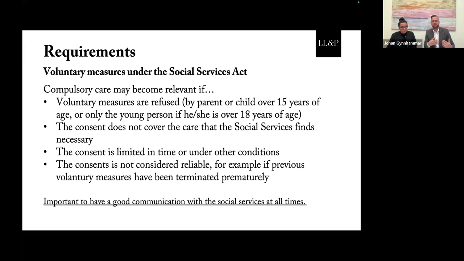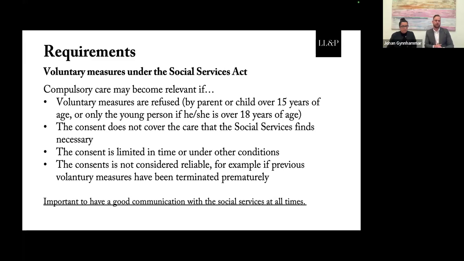Also, if the consent is not considered reliable, because there will be an assessment and a judgment based on whether this consent is reliable. Something that can be negative in that would be if you have previously had voluntary measures which have been terminated prematurely, so that you have ended them before the care was done. That is something that can mean that your consent will not be considered reliable, but it is also something that you need to look at case by case.